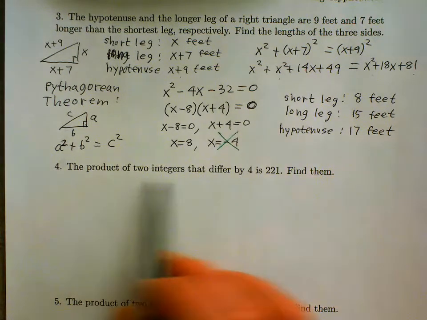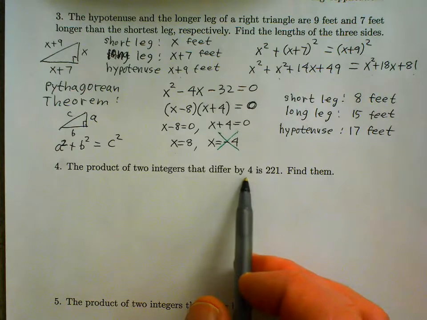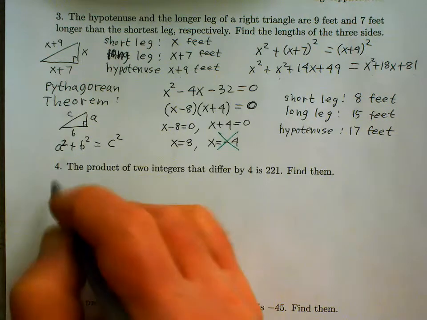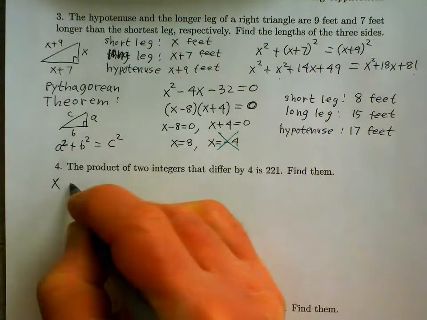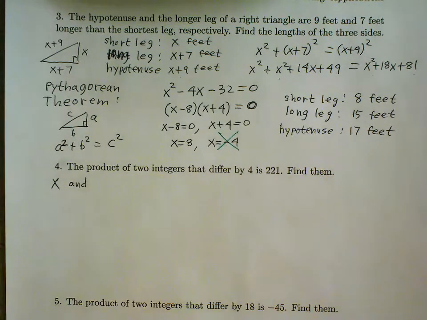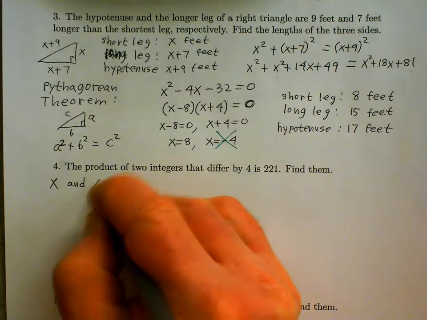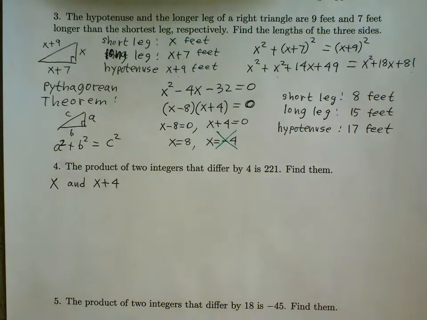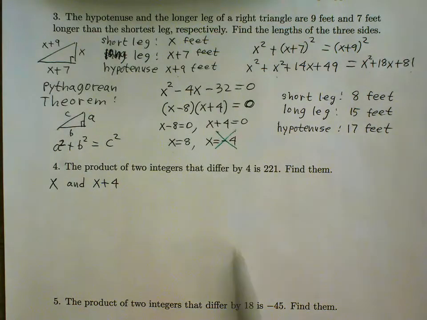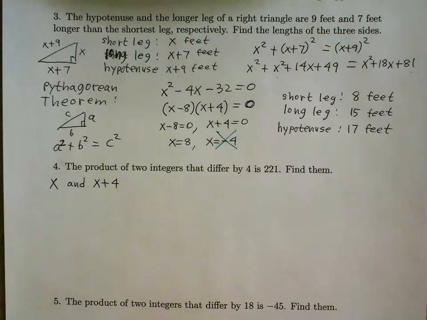So how do we represent the two integers if they differ by 4? We can say x is one of those integers, and how can we represent the other integer? X plus 4. You can use x plus 4. That's not the only way to do it. You could also write x minus 4. Either way, you'll end up with the correct integers. Just make sure that your variable assignments make sense.